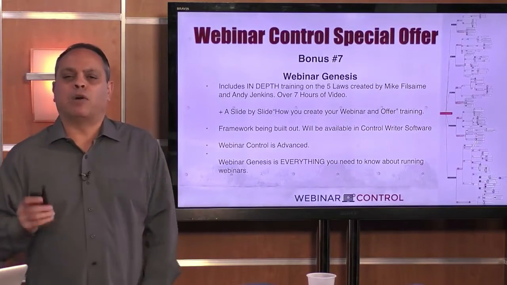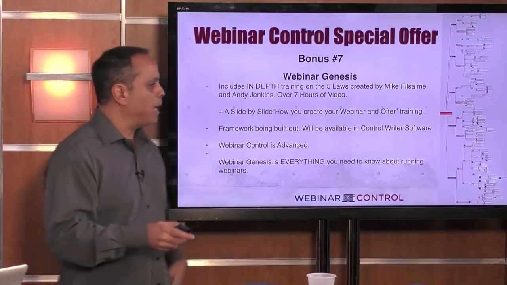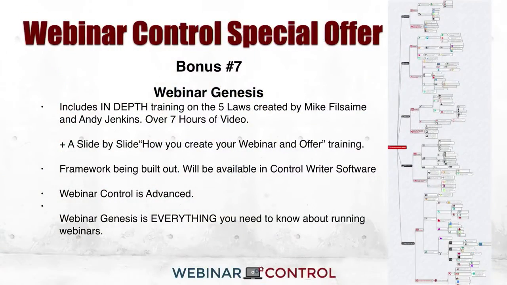All right. So next is bonus number 7. This is Webinar Genesis. As you can see on the right, this is a mind map. If you were to blow this up, this is in-depth training on the 5 laws that I went over briefly here today, created by myself and Andy Jenkins. It's over 7 hours of training, all right? It's a slide-by-slide breakdown if you've never done a webinar before. It goes more into the concepts here. This is available for you as soon as you get in.